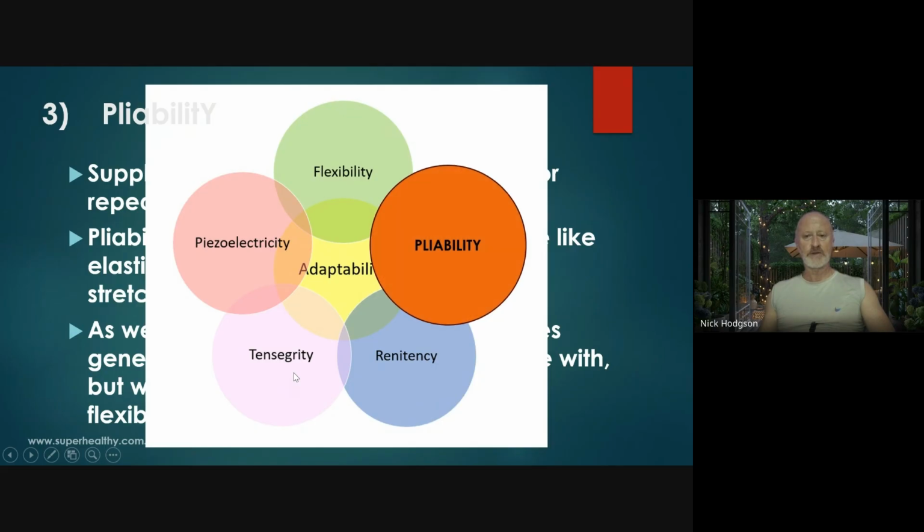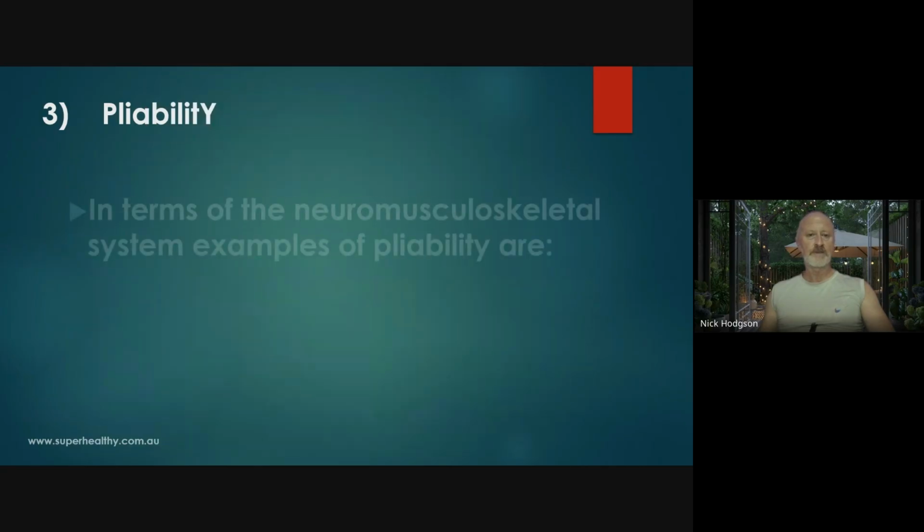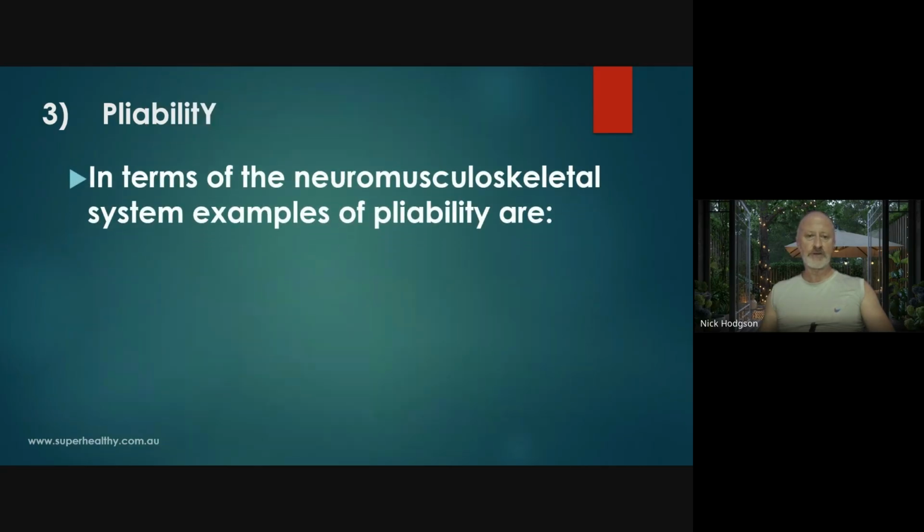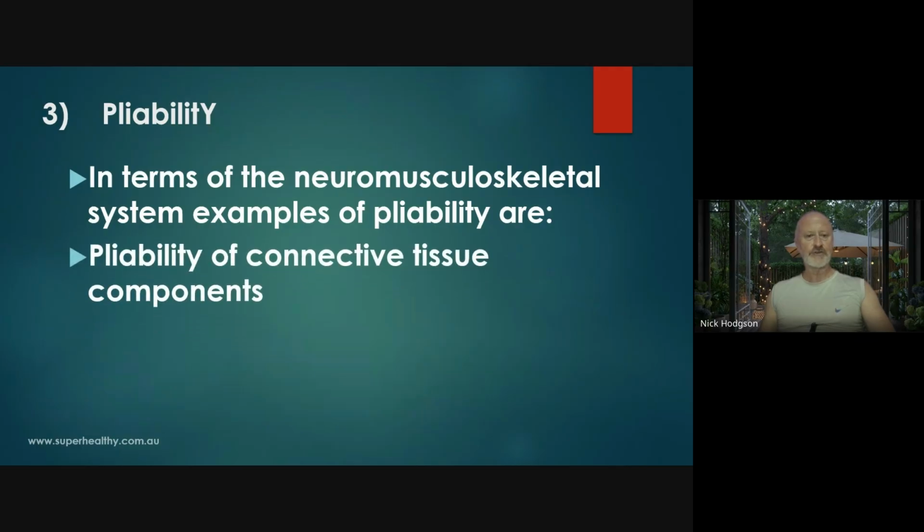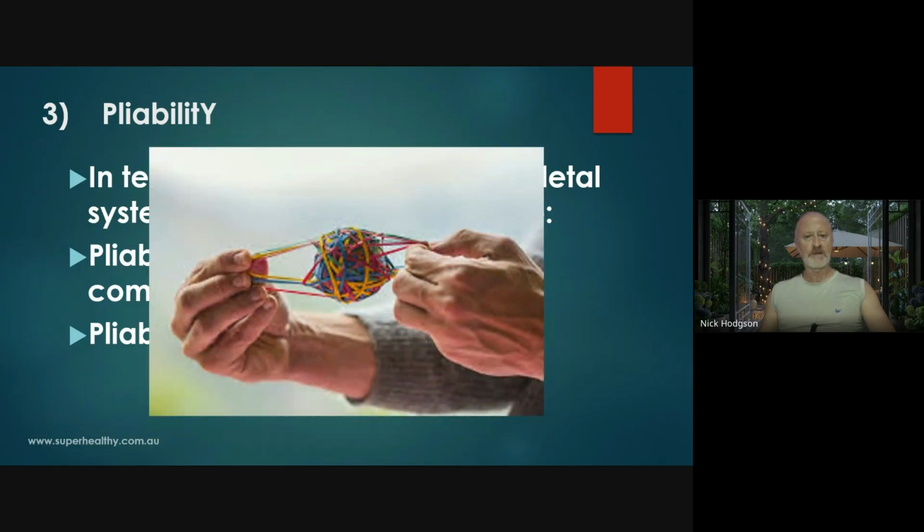So pliability is critical for healthy function, the ability to stretch and to move. So in terms of the neuromusculoskeletal system, examples of pliability, so connective tissues have a degree of elasticity and stretch in them. Muscle tissues have the ability to stretch and be elastic. So obviously pliability helps range of motion, helps flexibility, but it's a separate concept.